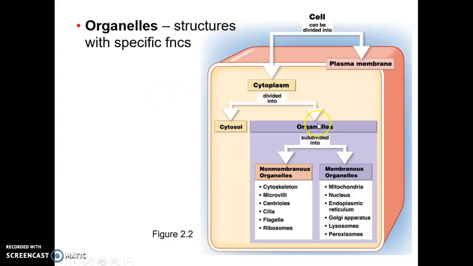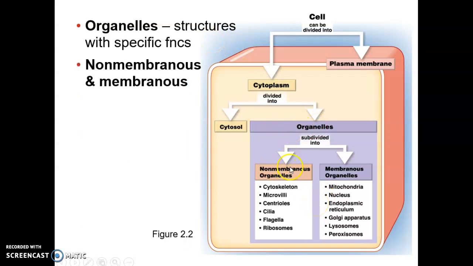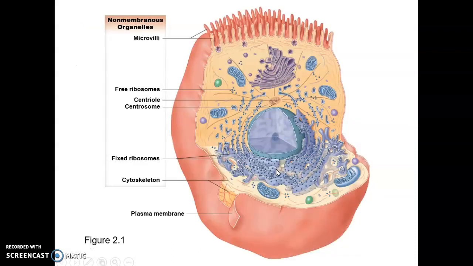So the organelles are structures that have specific functions, as we'll see. There are non-membranous and membranous organelles. The membranous organelles have a phospholipid membrane. The non-membranous organelles obviously do not have one. They're like naked, if you will. So here are non-membranous organelles: the microvilli, because they have an external covering of plasma membrane, but not totally surrounding the entire structure. Free ribosomes, where proteins are produced, do not have membranes.